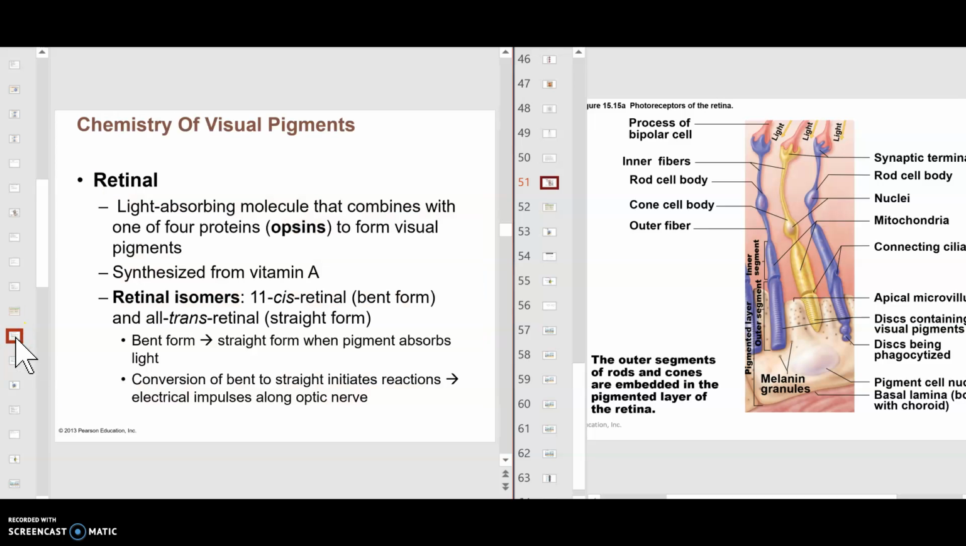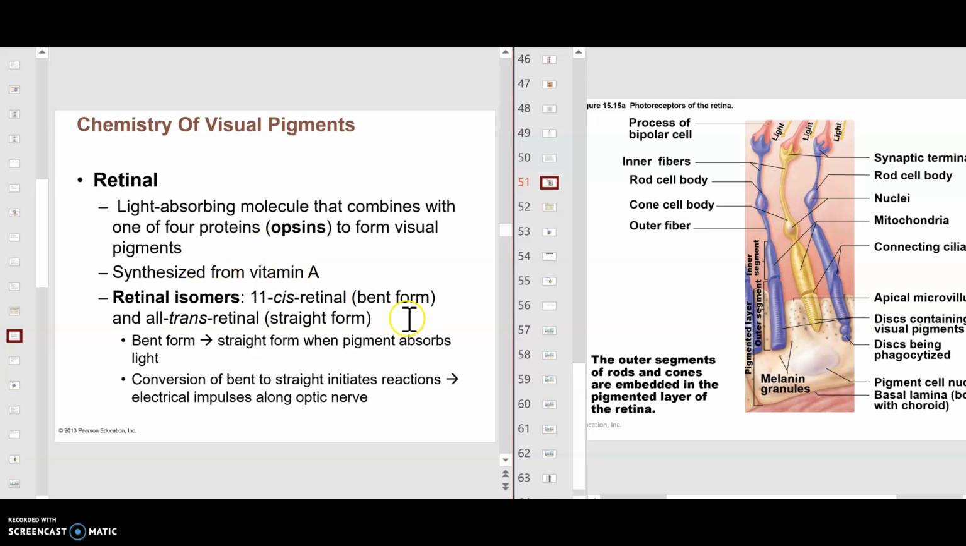The visual pigment is composed of two things: a vitamin A substance called retinal hooked to a proteinaceous substance called an opsin. Now, all the retinals are the same. Retinal is a vitamin A thing. It's the opsin that makes the difference. And there are four opsins. There's one for red, green, and blue, those in the cones, and then the one present in the rods.